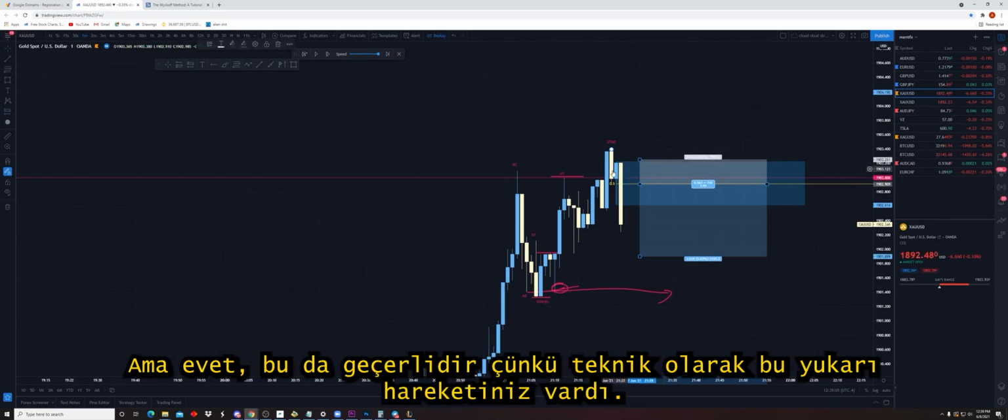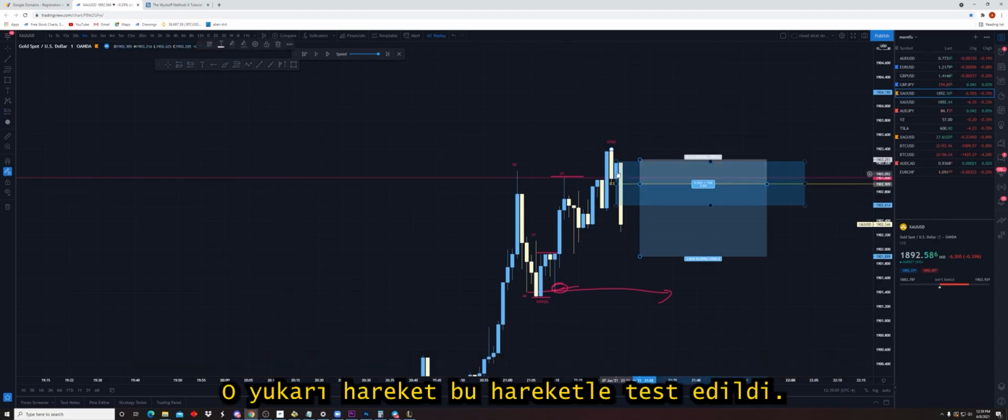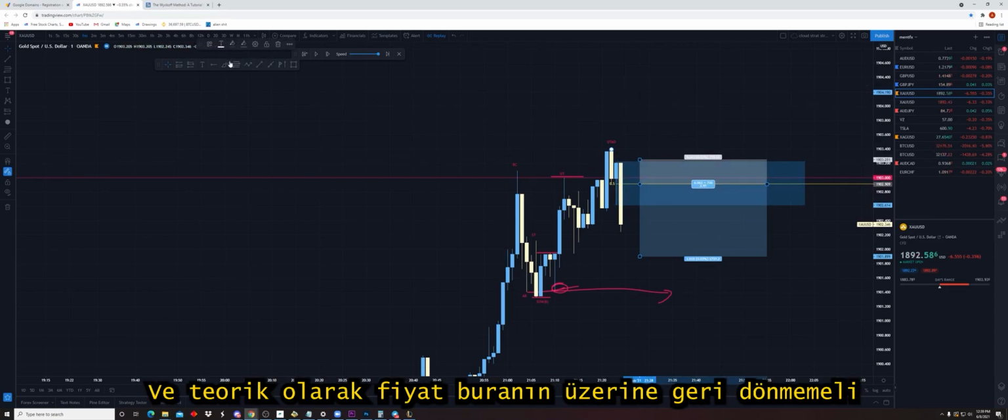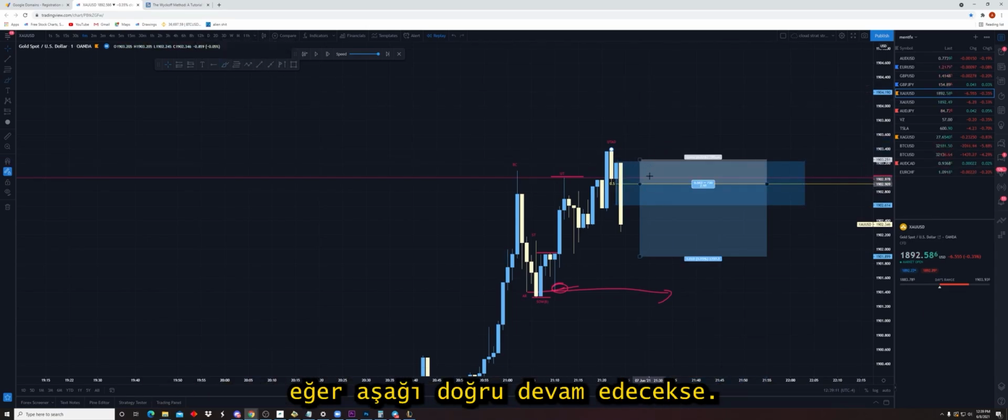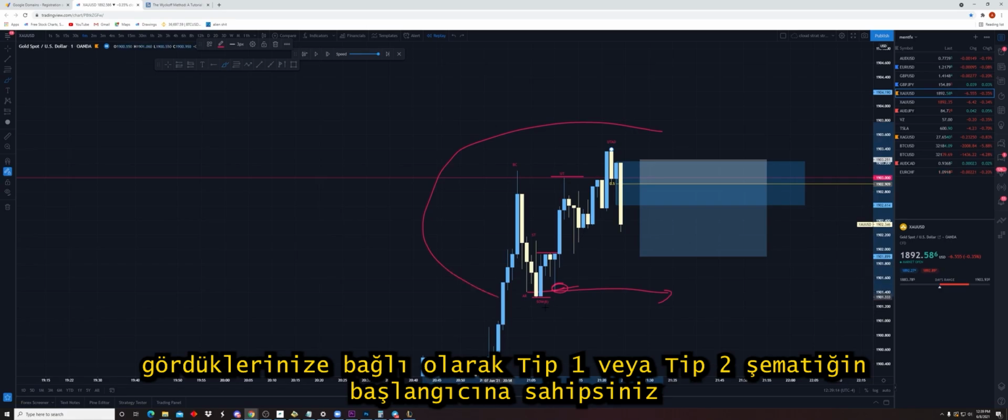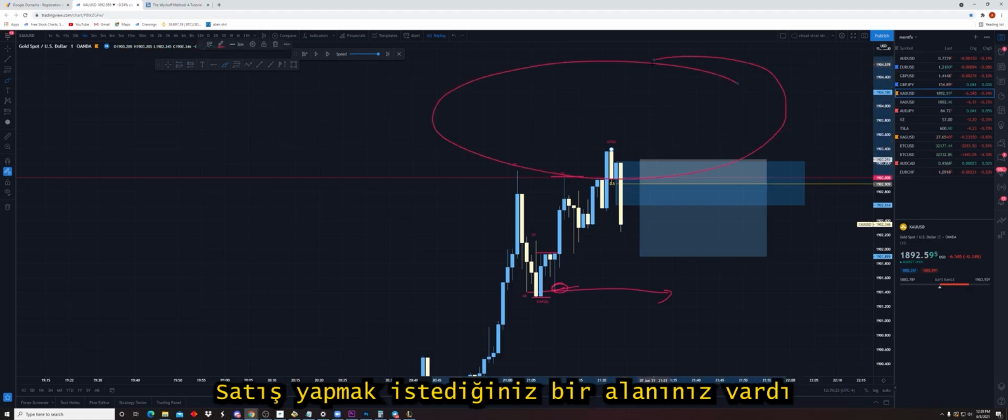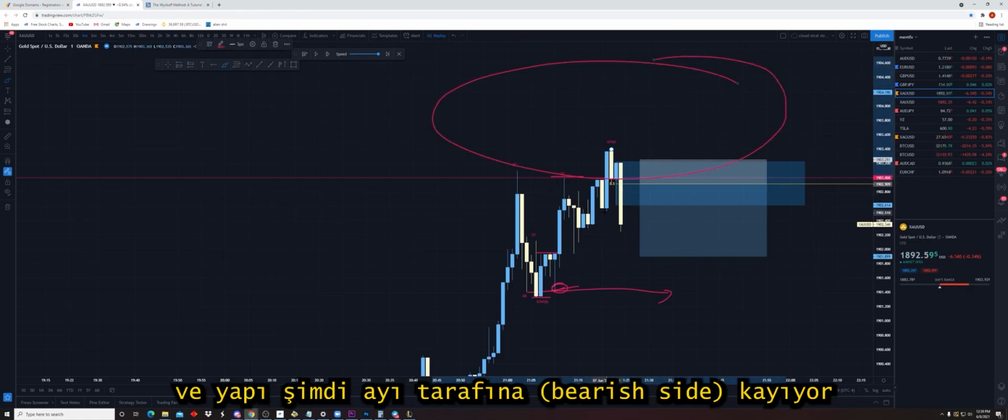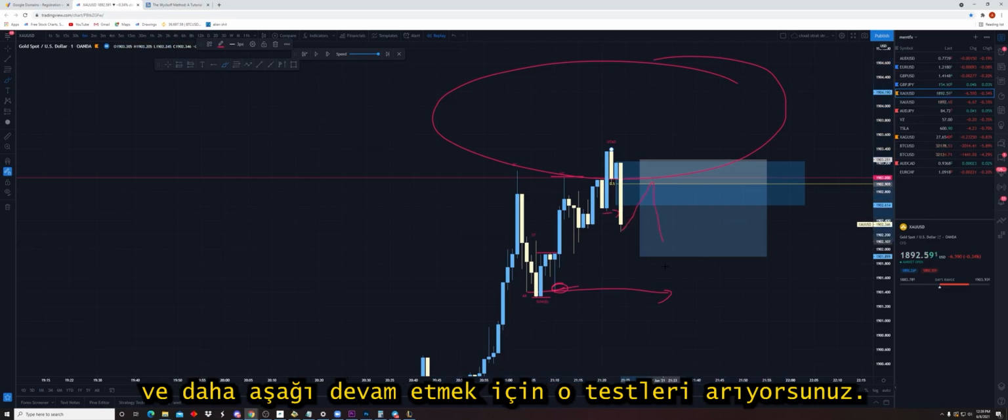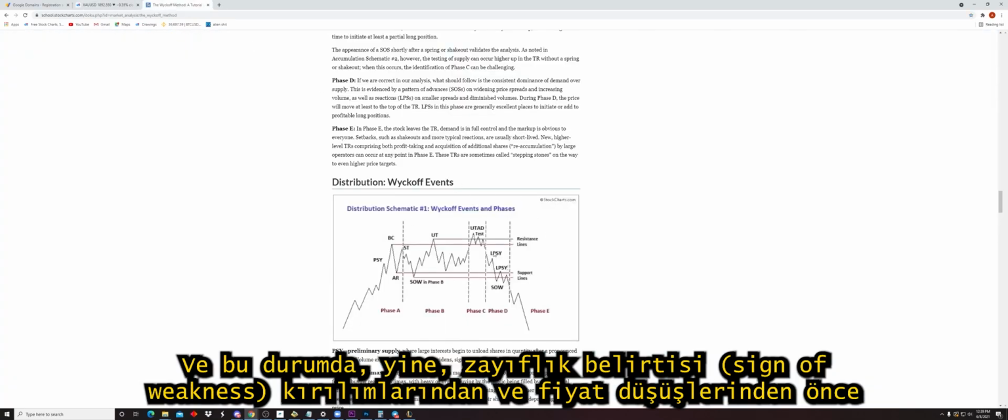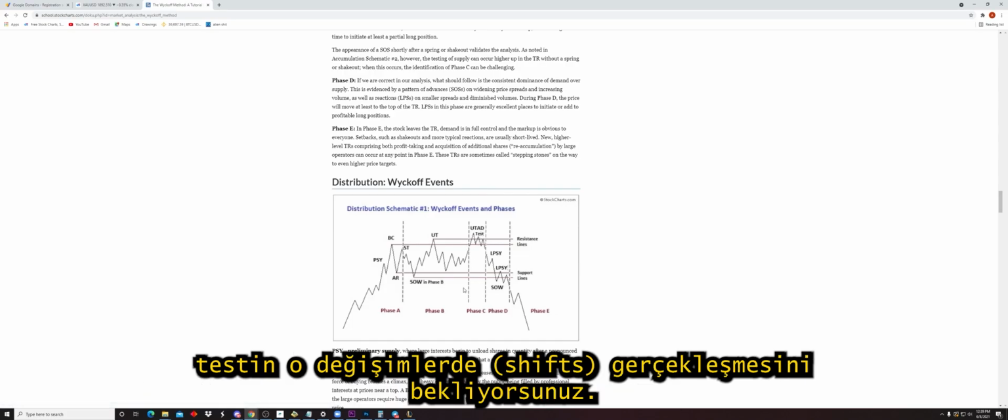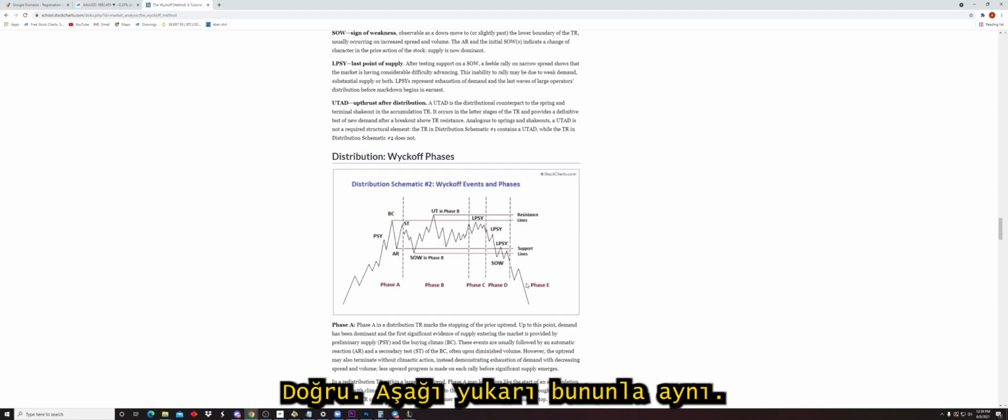But yes, this is also valid because technically you had this up move. That up move was tested by this move, and theoretically price should not return above here if it is to continue downwards. And again, you have the start of a type 1 or a type 2 schematic based on what you're seeing, and your entry criteria is based on the fact that you had an area you wanted to sell from, and structure is now being shifted to the bearish side, and you're looking for those tests to continue lower. And in this case, you're expecting the test to occur in those shifts before the breaks of the signs of weakness and breakdowns in price.